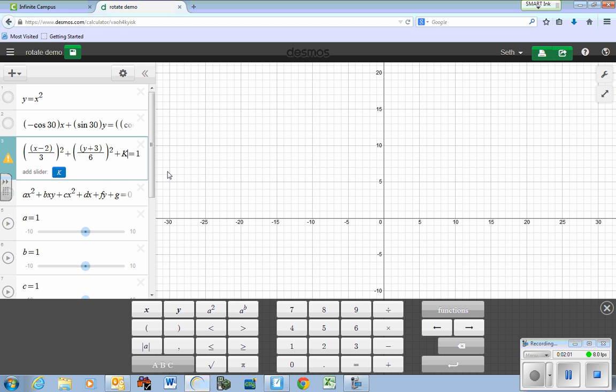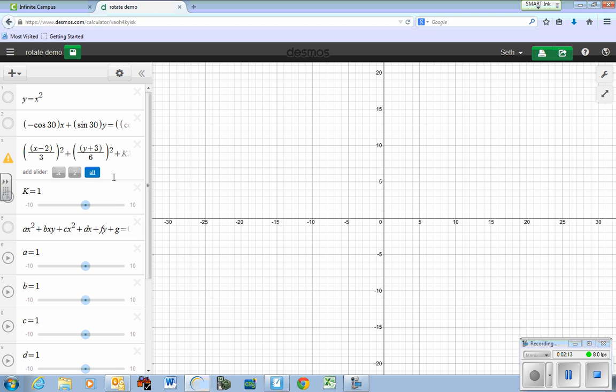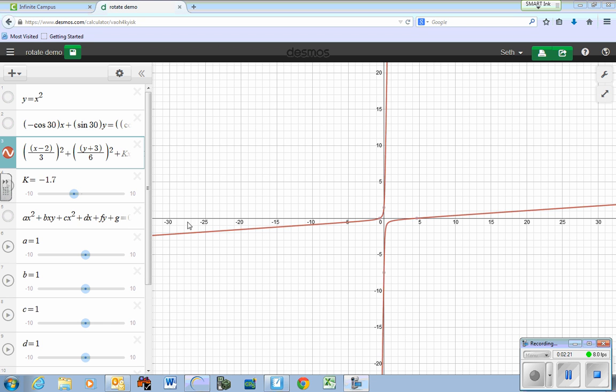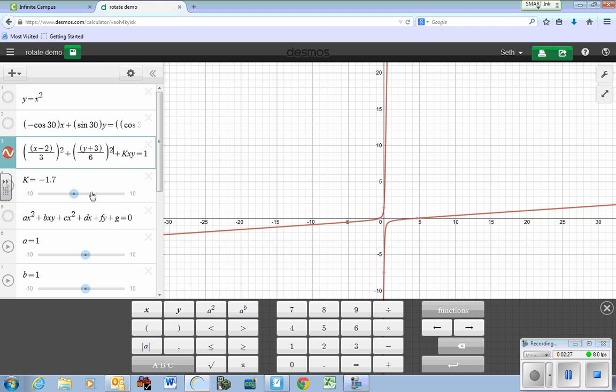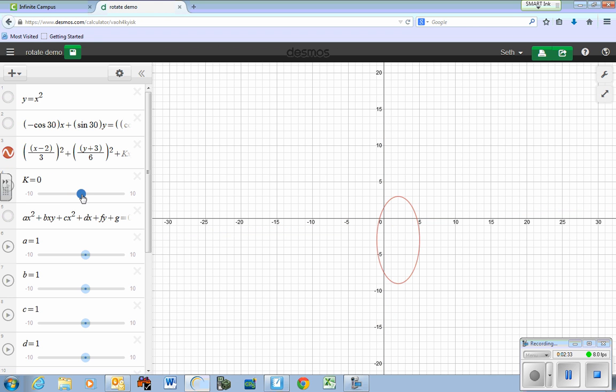If I put in something like k xy, and I make k my slider, see, if k is 1... Okay, I had an uppercase X and Y, I needed lowercase. So here's my equation. I've put in kxy, and I've made k a slider, so you can see what happens to my ellipse. When k is 0, that's what I already had. Here's the ellipse that I started with. If I put in that xy term, I can make it a slanted ellipse like that.